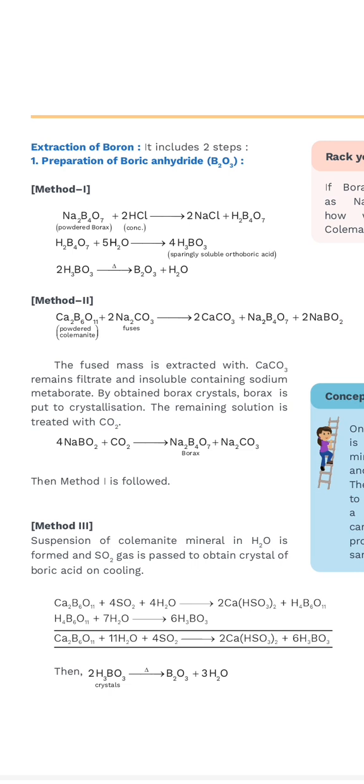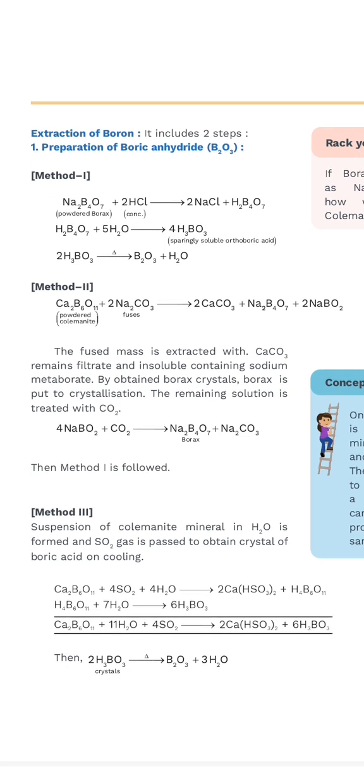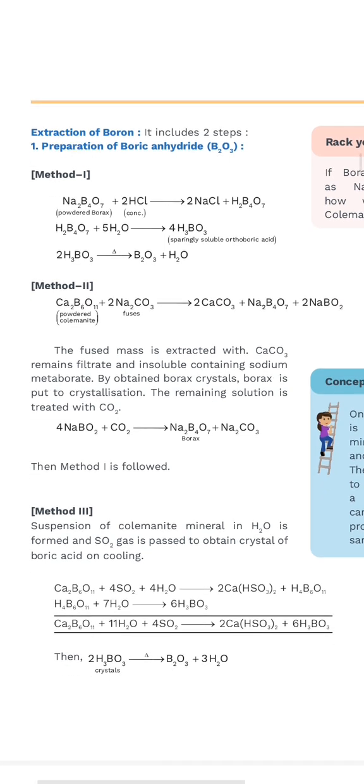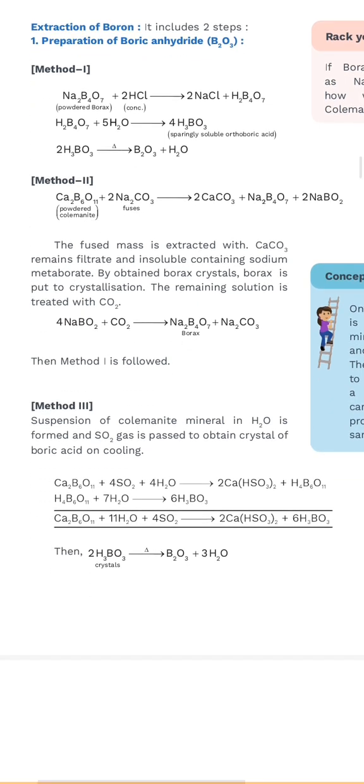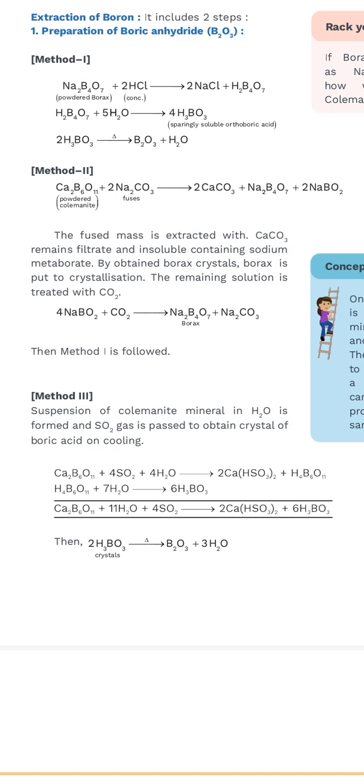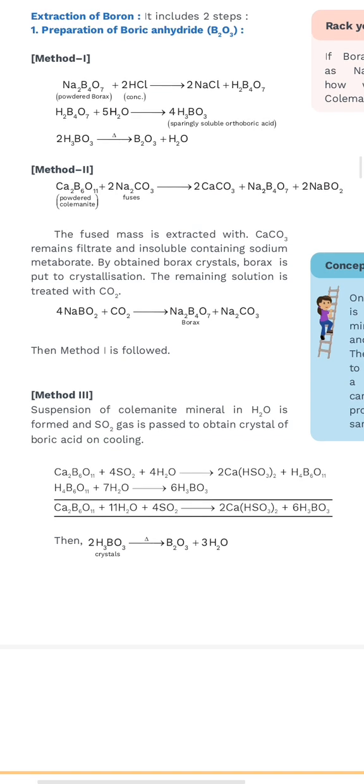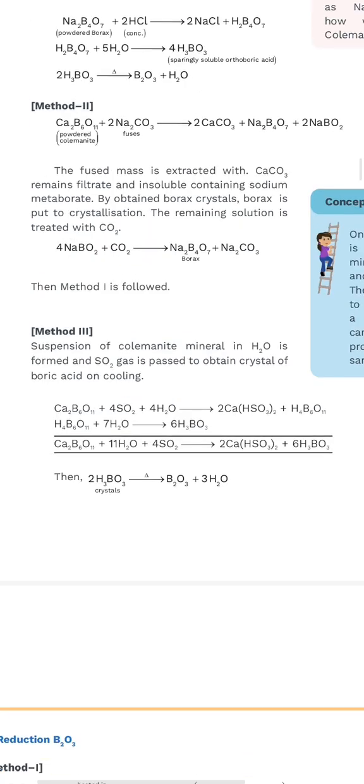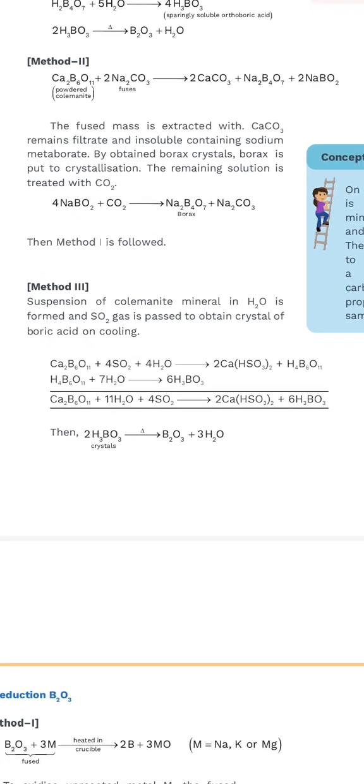Next we'll talk about extraction of boron. It includes 2 steps. First is preparation of boric anhydride. So this is the reaction. The fused mass is extracted with water, leaving calcium carbonate as insoluble residue and the filtrate containing sodium metaborate. By crystallization, borax crystals are obtained. The remaining solution is treated with carbon dioxide. The method 1 is followed.